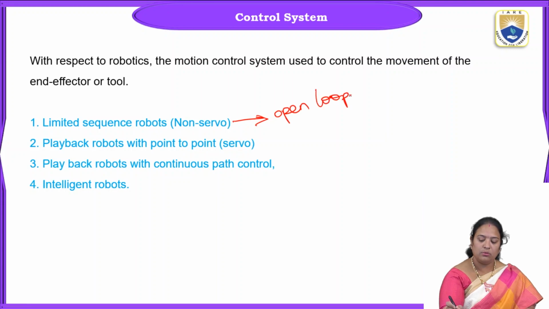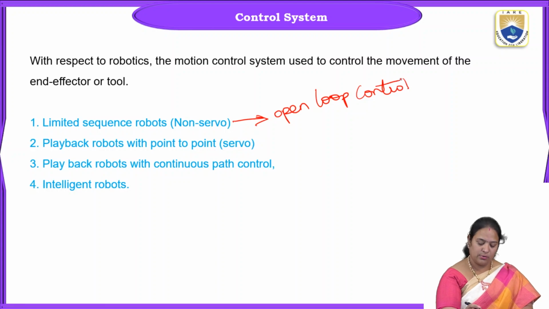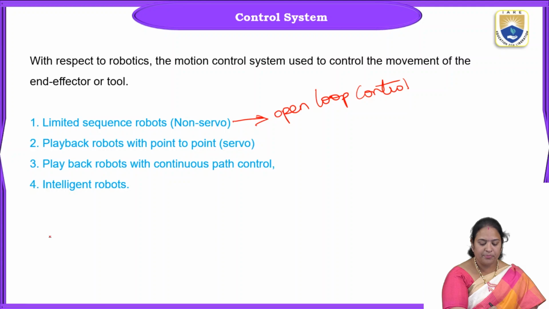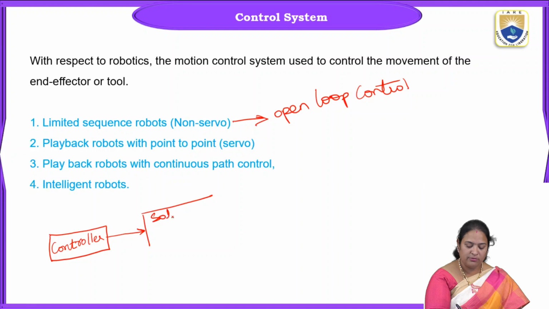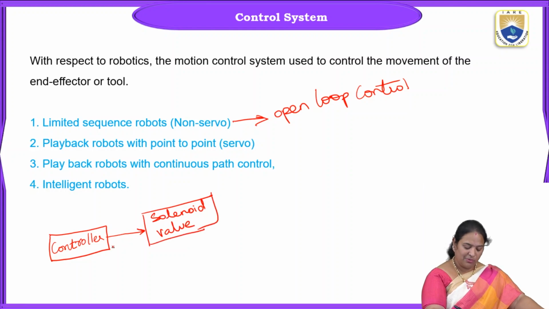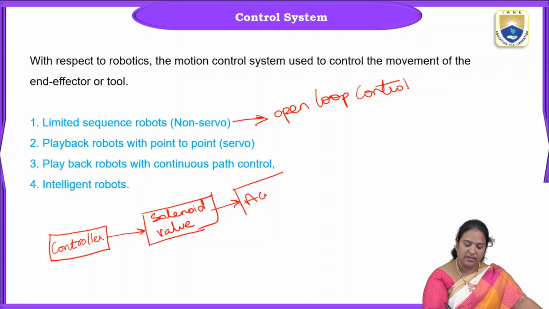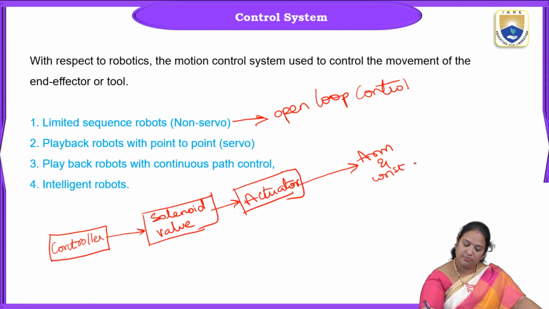Open loop controller. So how is this working initially? Here we have a controller, which sends some signal to the solenoid valve. With these signals, the actuator starts working, where the arm and wrist position is changing.